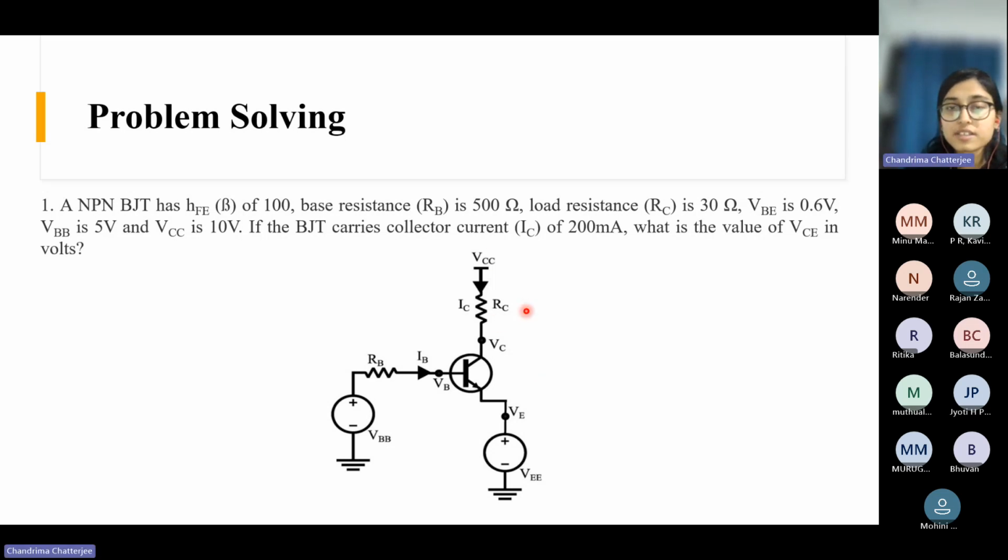So this is very simple, right? You just need to apply KVL here. All we need is KVL in this loop and this loop. So can anyone tell what should be the steps? What should be the first step to calculate VCE?